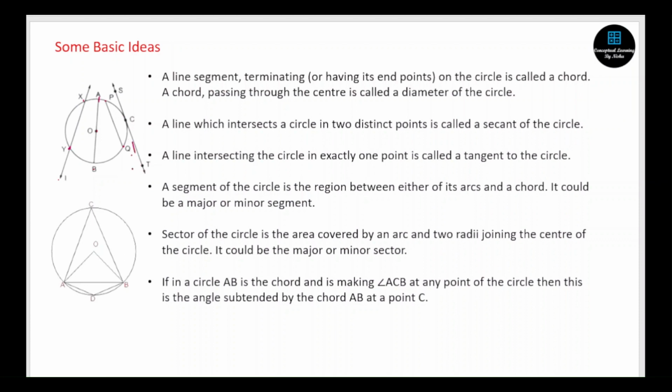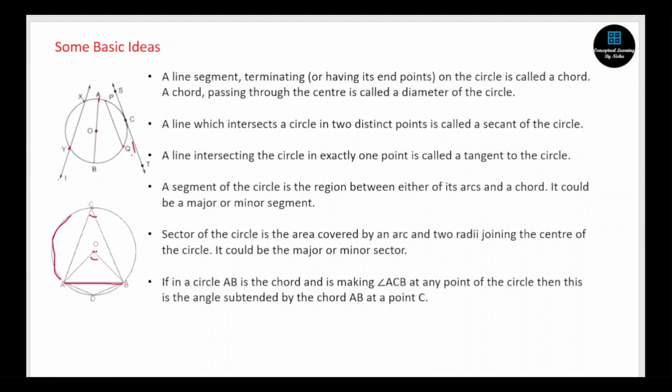Now when I talk about a chord, here AB is a chord. Now AB makes one angle at the center, so that is called the angle subtended at the center. In the same way, this point is C, which is on the segment, so angle ACB is the angle subtended by the chord on the segment. Now what do you mean by segment? This ACB is the major segment, and ADB is the minor segment.